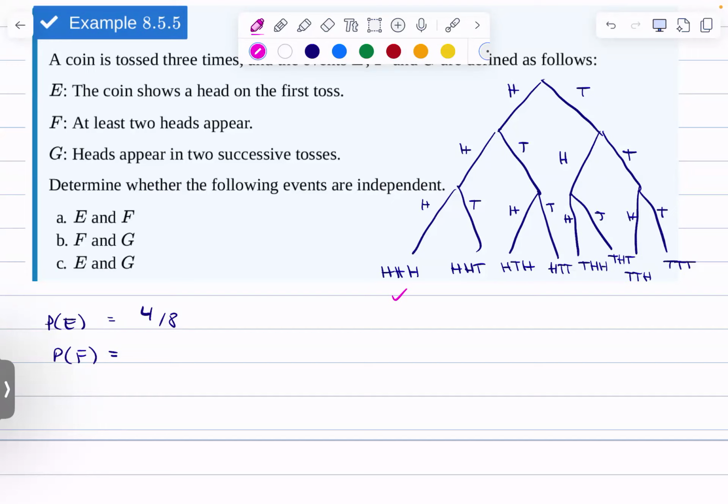At least 2 heads. This one. Nope. Yes. And I have 4/8. Thanks for keeping me focused.